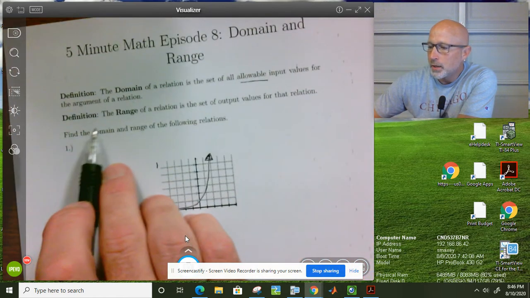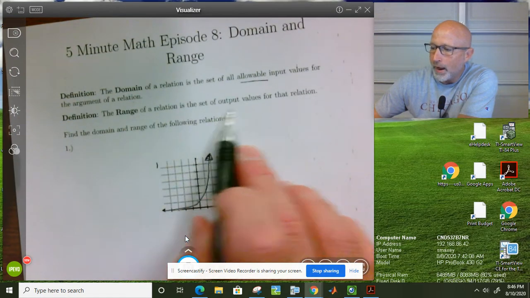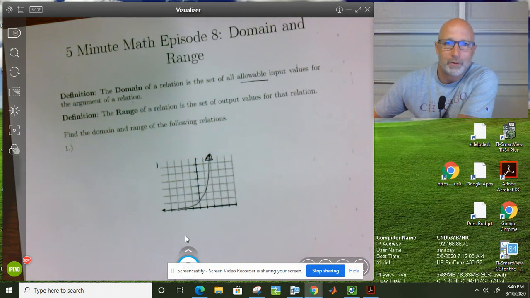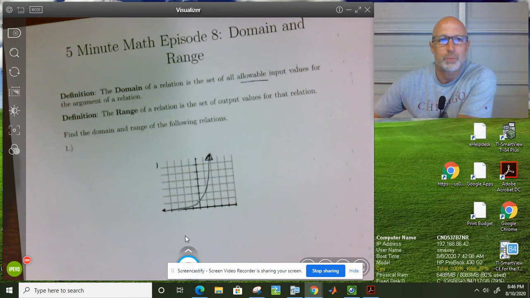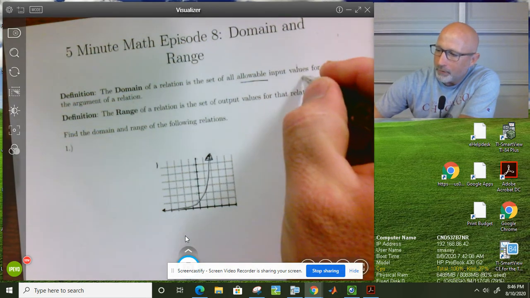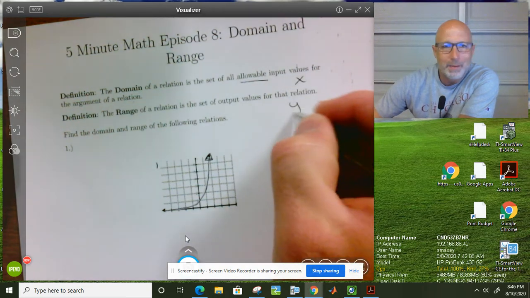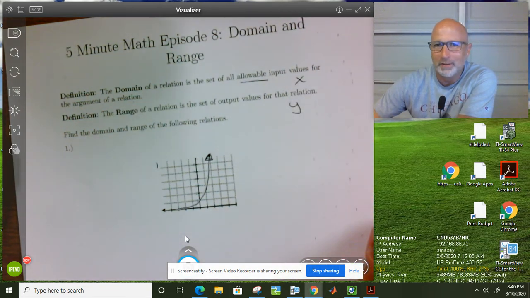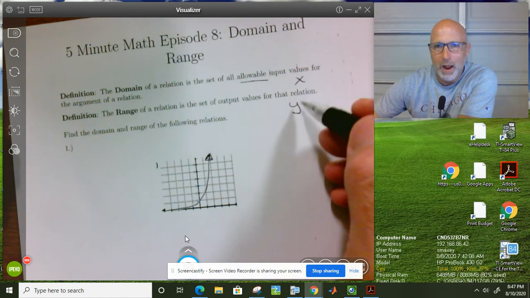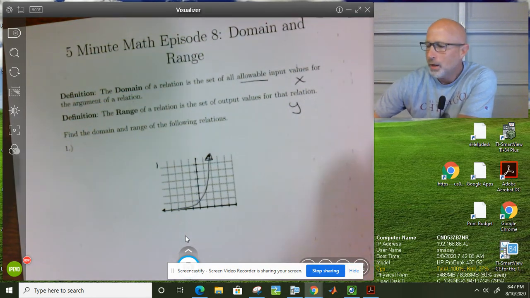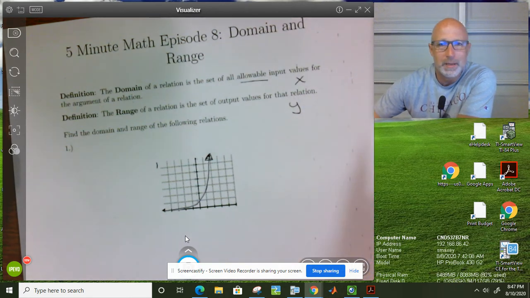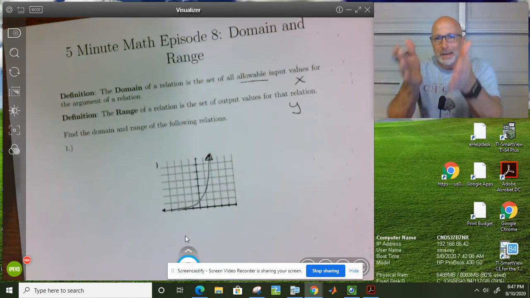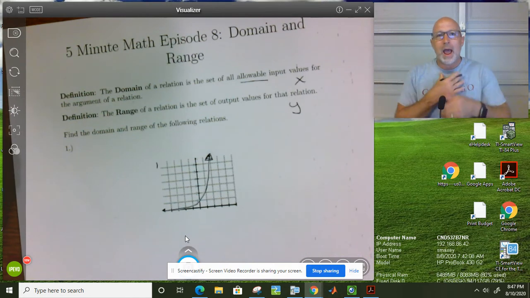Okay, the range. The range of the relation is a set of output values for that relation. So what do you get out? Input is what you put in. Domain is what you put in. Range is what you get out. Typically we talk about X being the domain and Y being the range, but it doesn't have to be specific to X and Y. You could change these around to any other type of function. You could have Z and Q or R and S, whatever the function would be. Once again, domain is what you're plugging in. Range is what you get out after you plug in.